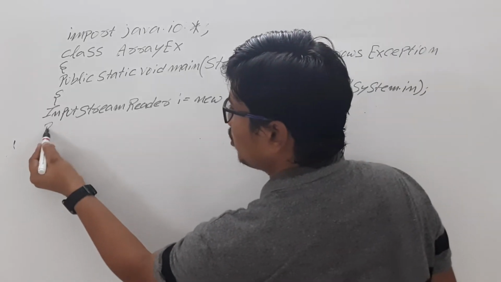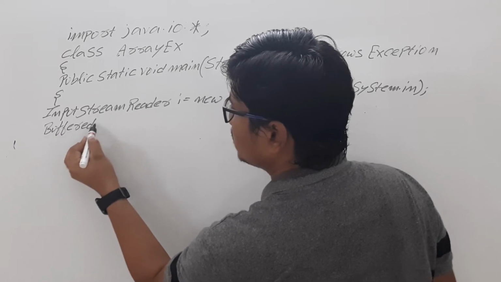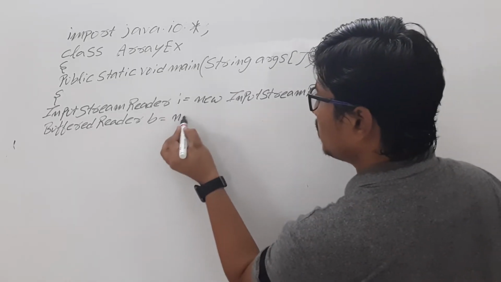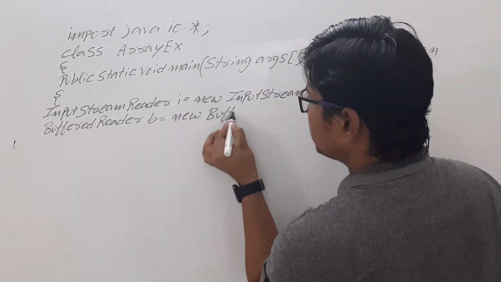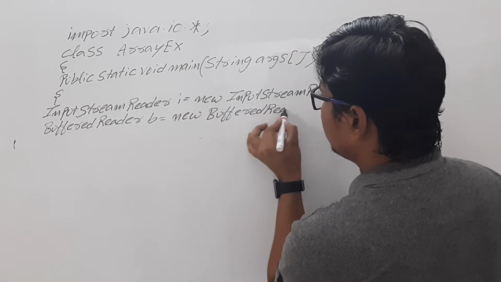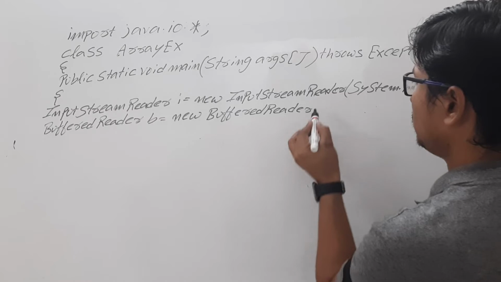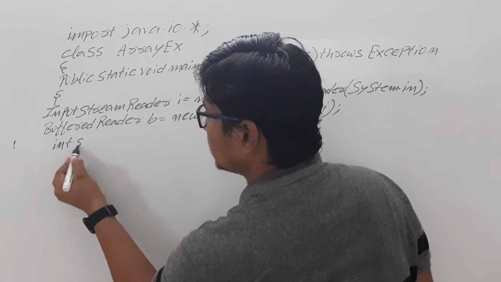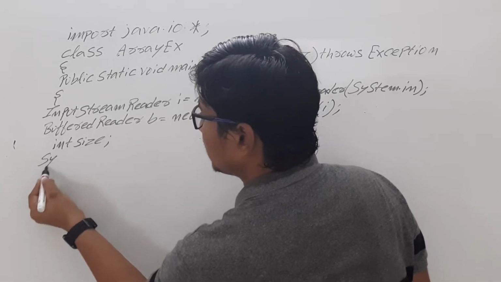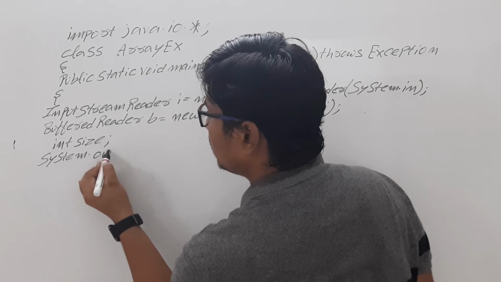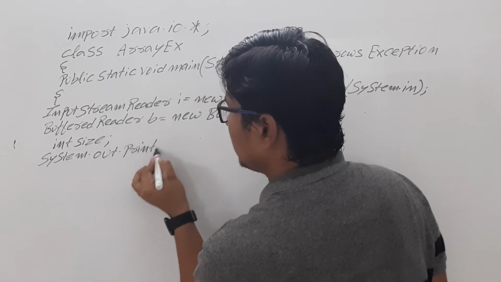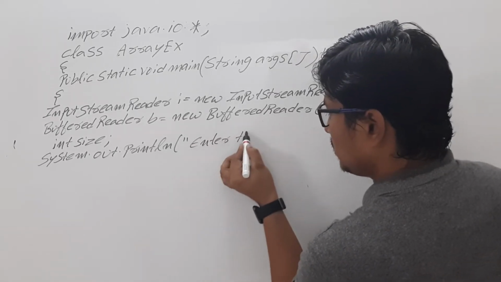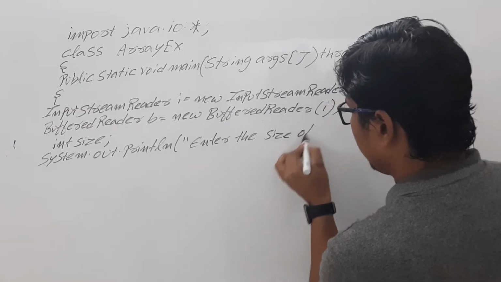Similarly, we need to create an object for the BufferedReader class. So BufferedReader b is equal to new BufferedReader(i). Now I want to declare a variable called size. I will ask the user to enter the size. System.out.println("Enter the size of an array").